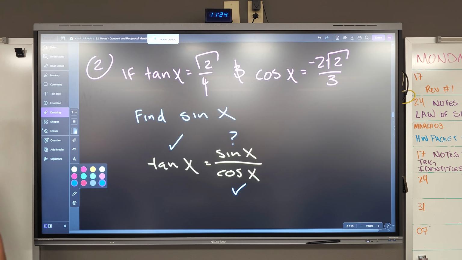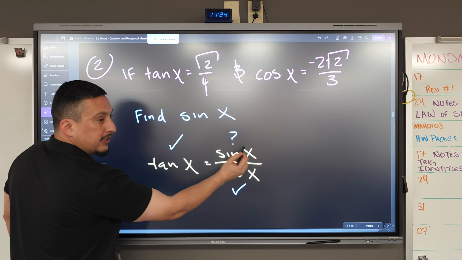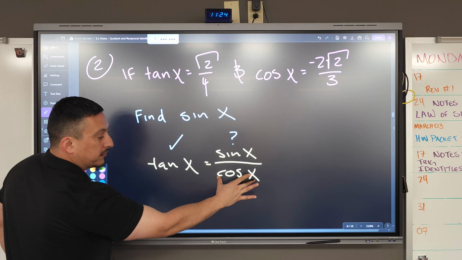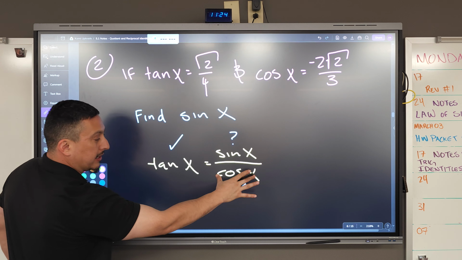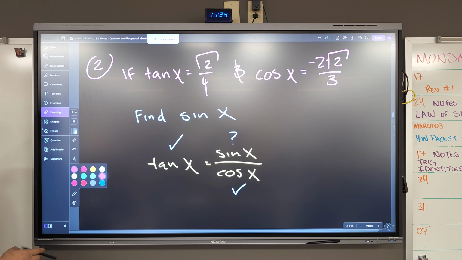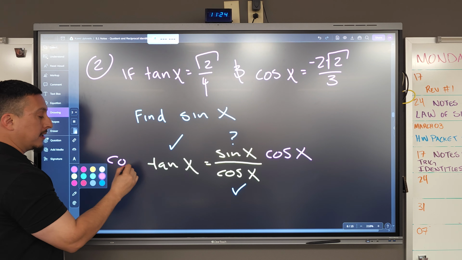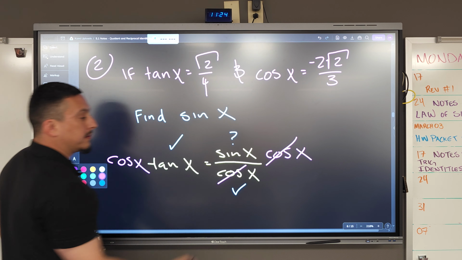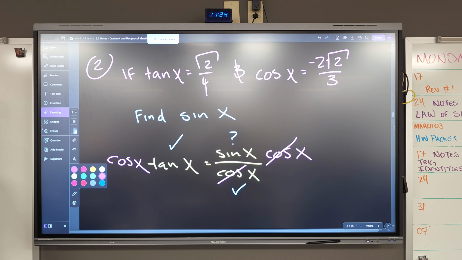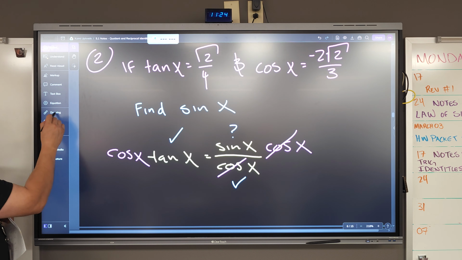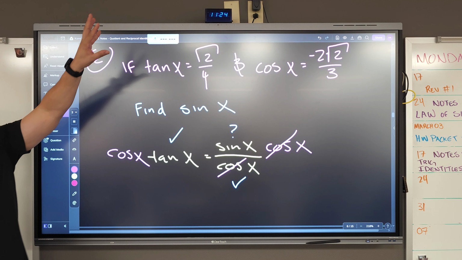Okay. So before I plug in numbers in here, I need sine x. So let's get sine x isolated. So let's move the cosine x. How do I move cosine x away from sine x? Multiply. So multiply both sides. Now sine x is by itself. Okay. So here we go. Sine x equals that. So now I'm going to plug in these numbers.